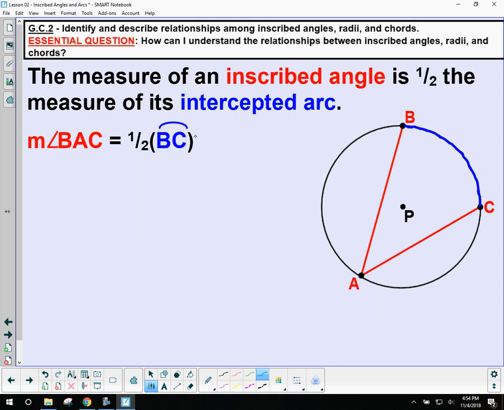Super important, something you're going to need to memorize: the measure of an inscribed angle is half the measure of the intercepted arc. Meaning BAC will be half of arc BC. So going in is half. Going out will be times 2.